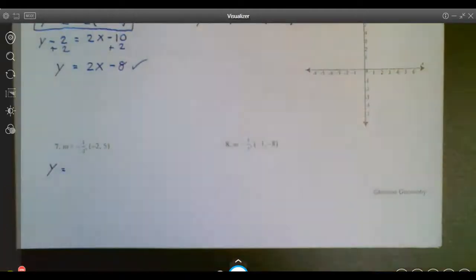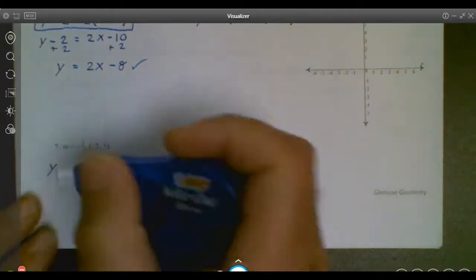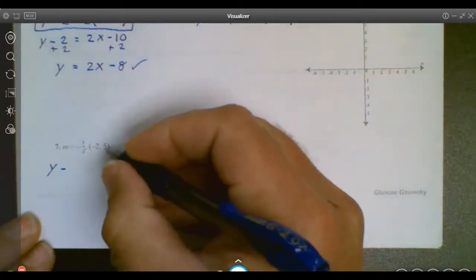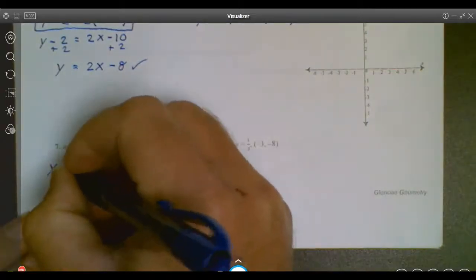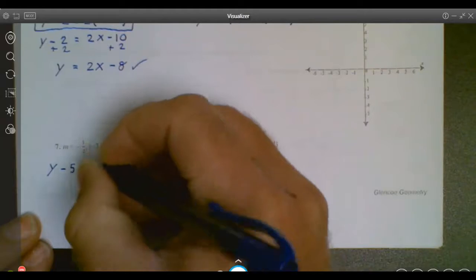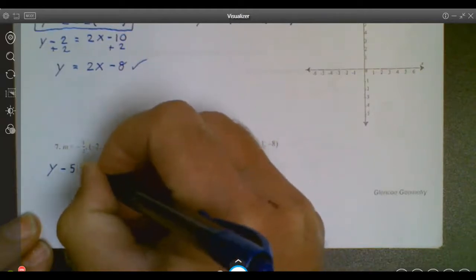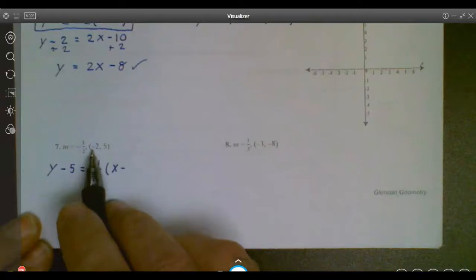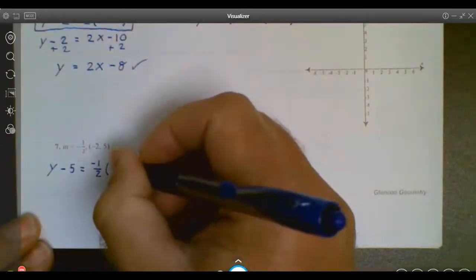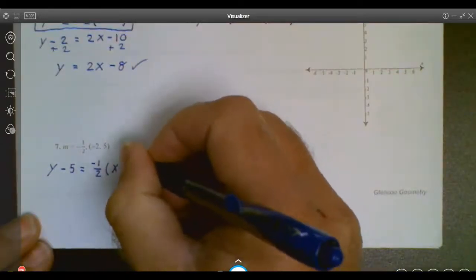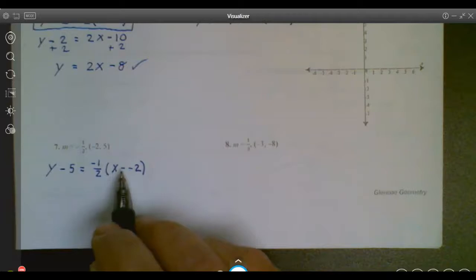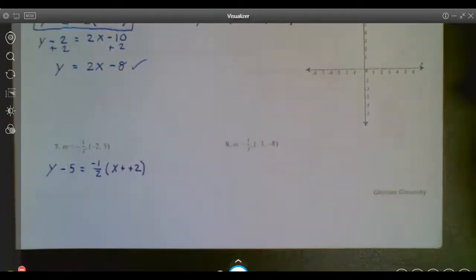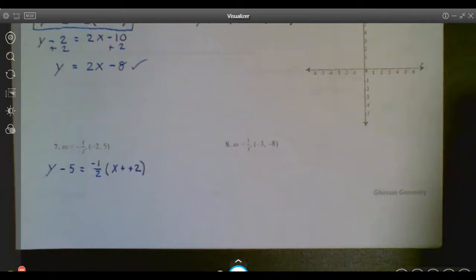So we're going to start out with y minus our y coordinate. So my y coordinate is 5. We're going to plug the -1/2 in for our slope. And we're going to plug in the -2 for our x coordinate. So it looks like this. And whenever you have that double negative, we should always do a little cleanup on that. That should be x plus 2 if we're going to write the answer for this.